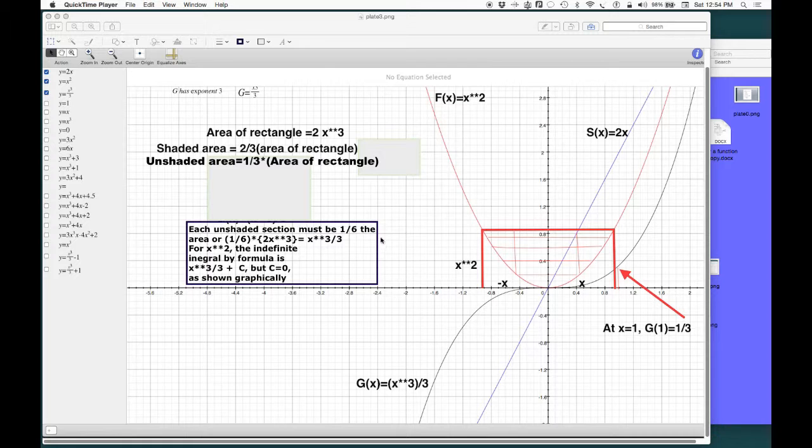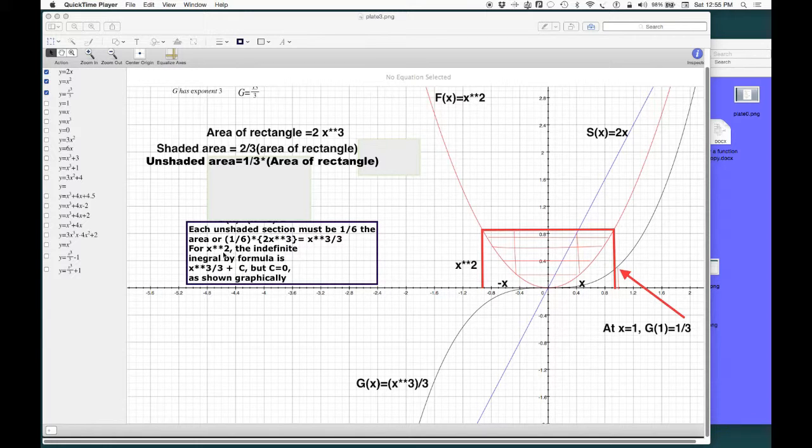If you look at this figure, pick some point here, some value of minus x and plus x. Since they're both touching, it makes a rectangle. The area of that rectangle is equal to x squared times 2x, which is 2x cubed. The shaded area equals the shaded area. You can show that the shaded area here is 2/3 of the rectangle. So 2/3 of the area of the rectangle is the shaded area. The unshaded area is 1/3 the area of the rectangle. So each unshaded section must be 1/6 the area, or 1/6 times 2x cubed, or x cubed over 3.